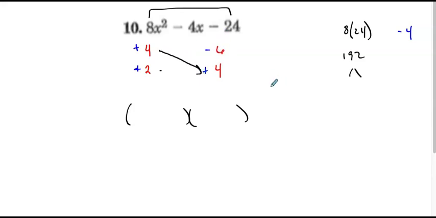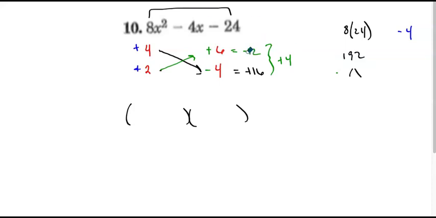What if I do 4 times +4? I get +16. And what if I did 2 times -6? I get -12. Well, if I add these up, +16 and -12 is +4. Ooh, so close. I want -4. So I'm pretty close here now. What if I swap signs here and I make this positive and make this negative?